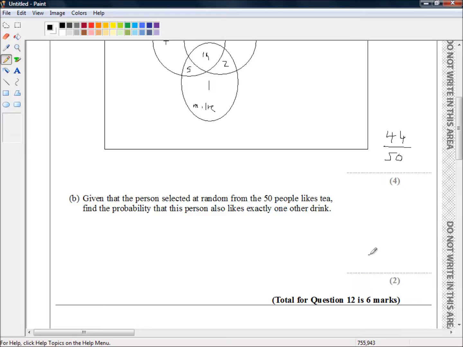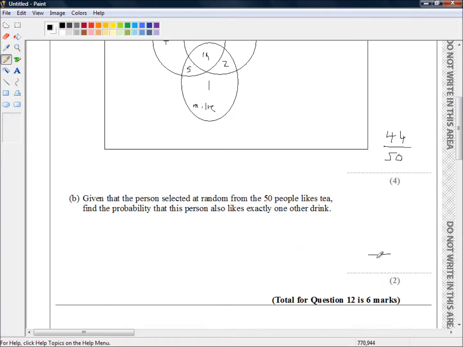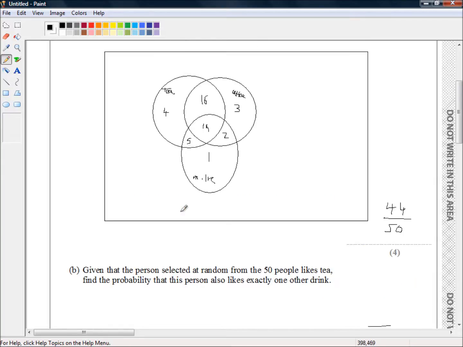Okay, so this says given that the person selected at random from the 50 likes tea, so given that they like tea, that means we've got to be dealing with a total of 44 people, which we already calculated like tea. So this is going to be some number out of 44. And now we're looking at how many people like exactly one other drink.